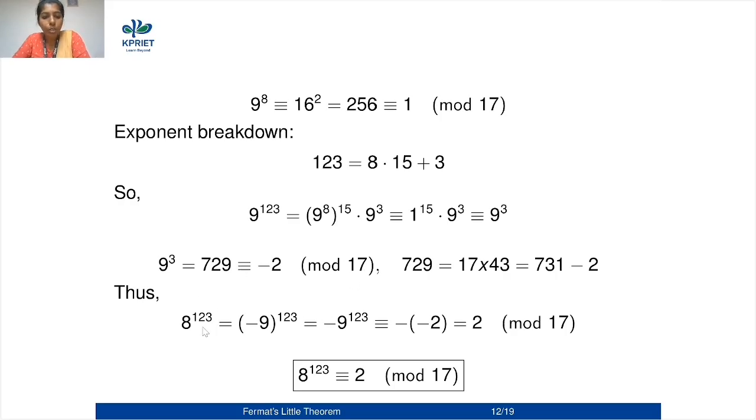So let us move on to the question. 8 power 123 is equal to minus 9, the whole power 123, which is equal to minus of 9 power 123. And for 9 power 123, I finally end with minus 2. So minus of minus 2 gives the remainder 2. So whether I use the positive remainder or the negative remainder, I'm getting the same remainder 2.